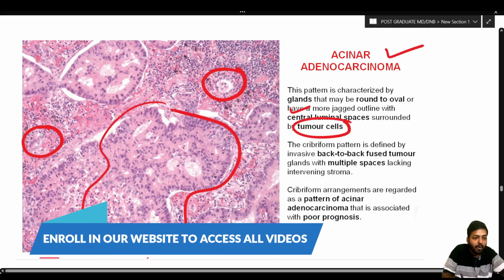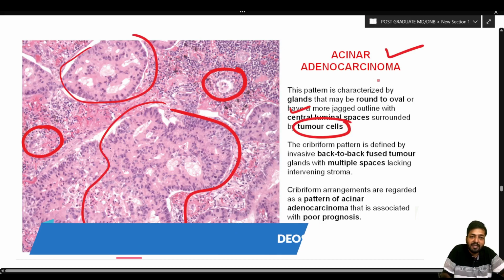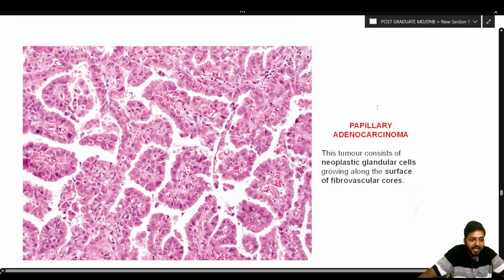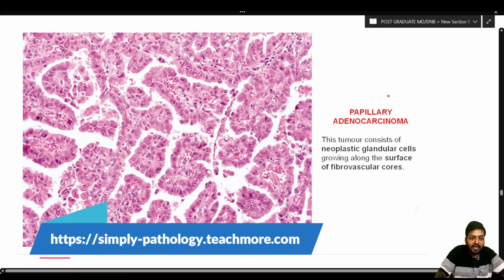This is another cribriform pattern. Now remember, this is one variant of acinar adenocarcinoma, but the cribriform pattern is associated with a poor prognosis. Okay, so this is the acinar variety, as we can appreciate. The next important variety is the papillary variety.